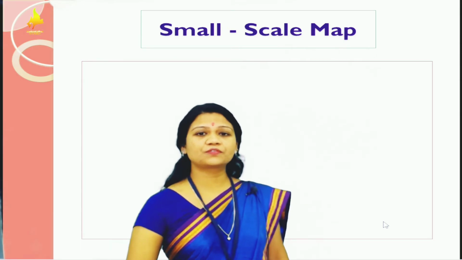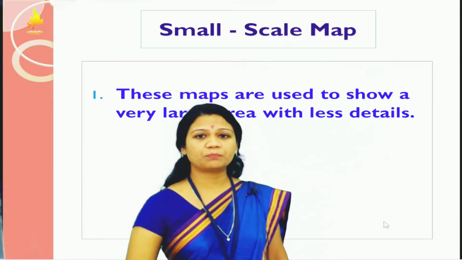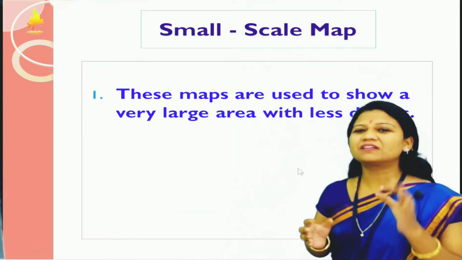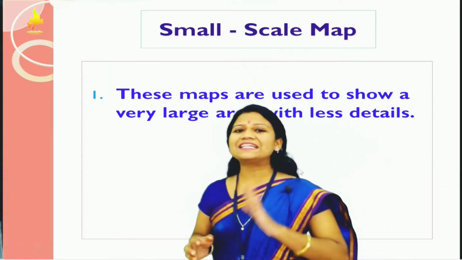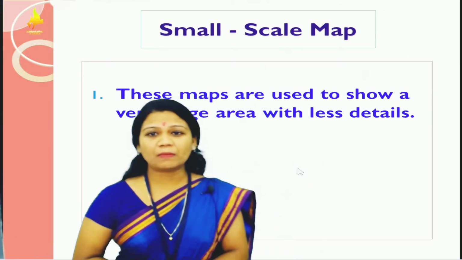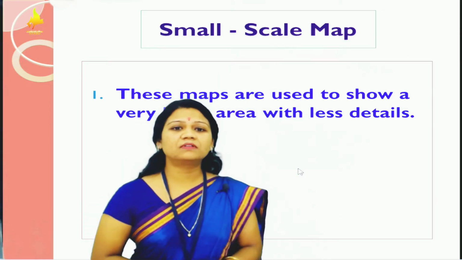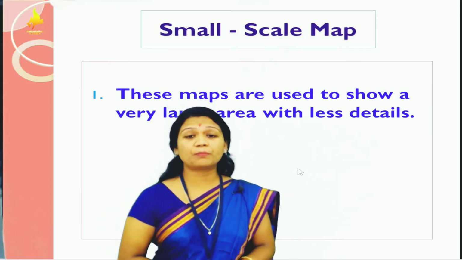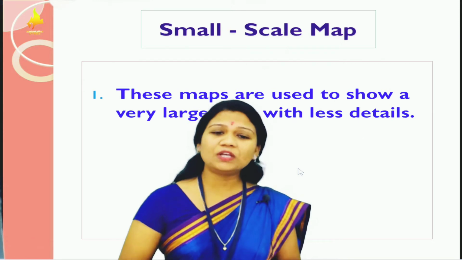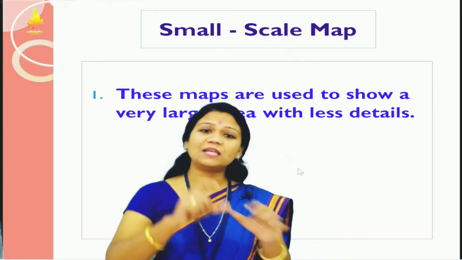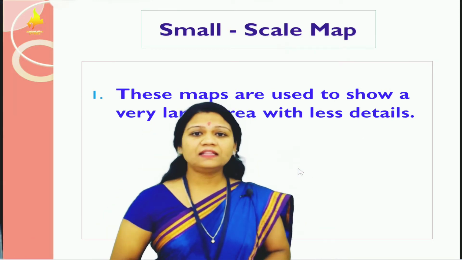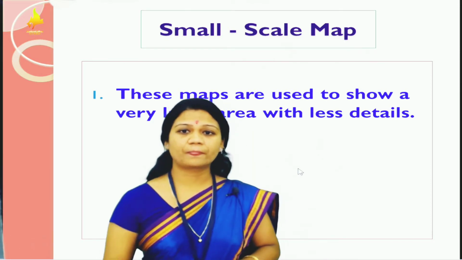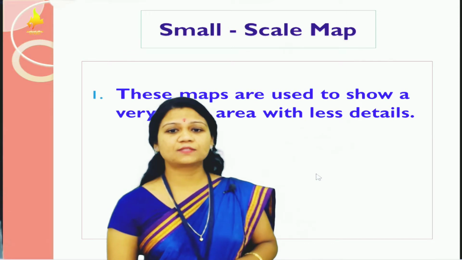First we will discuss the small scale map. This map we are using for showing a very large area but with less details. That much detail is not given on that map, but the maximum area we can easily show with the help of a small scale map. For example, the world map. On the world map, only names of the continents and the names of the oceans are there. There is no detailed information about that particular continent. This is a small scale map.